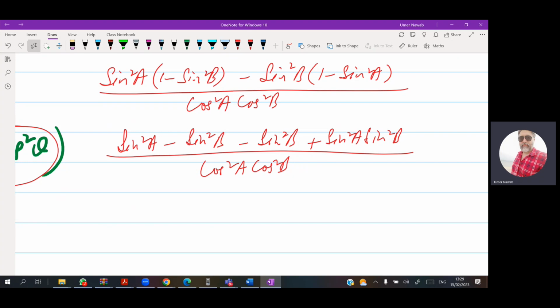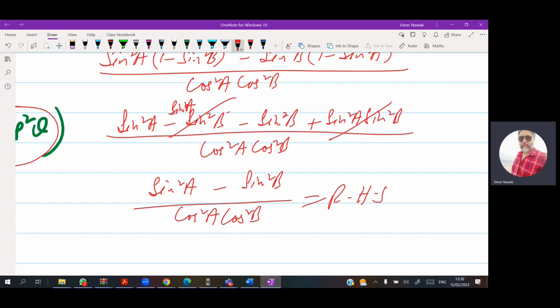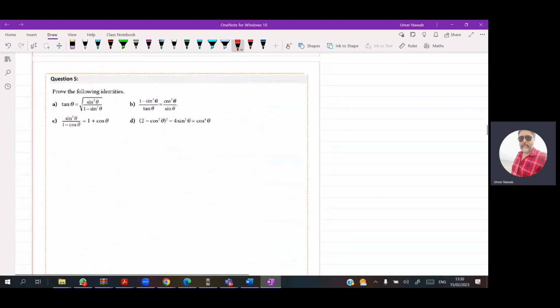I'm going to cancel the results. You remember, guys, when I multiplied, I forgot to multiply with sine squared. So this result is going to cancel with this one, and I will be left with sine squared A minus sine squared B over cosine squared A and cosine squared B. And this is the result which I wanted to prove. I hope everyone understood this question.